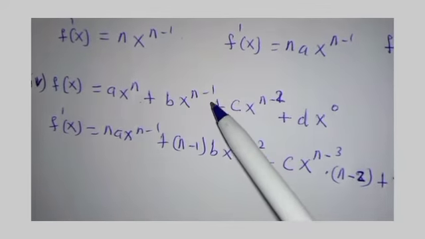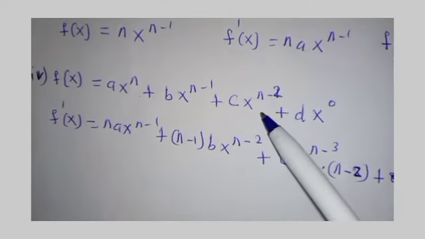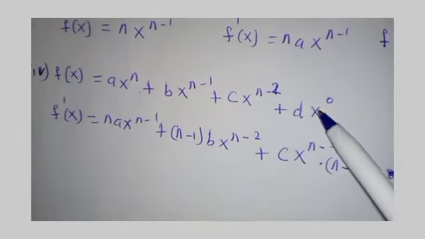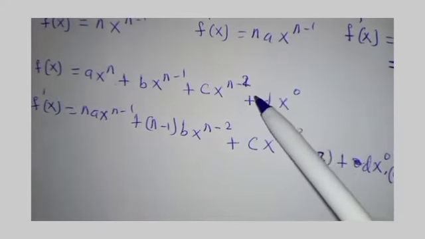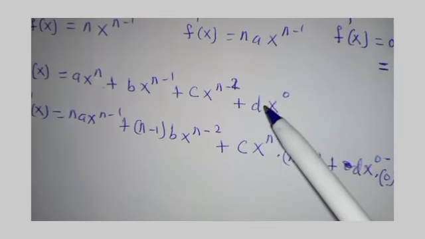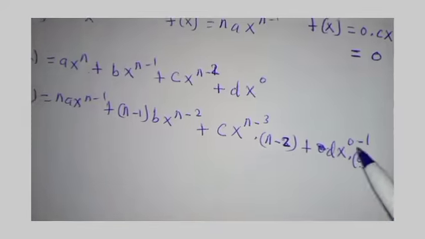So n minus 1 is n minus 2. The other one, c, x power n minus 2. So you multiply by the index n minus 2, and you reduce the index by 1 to get n minus 3. This other one, you multiply by 0, reduce the index by 1, so 0 minus 1.